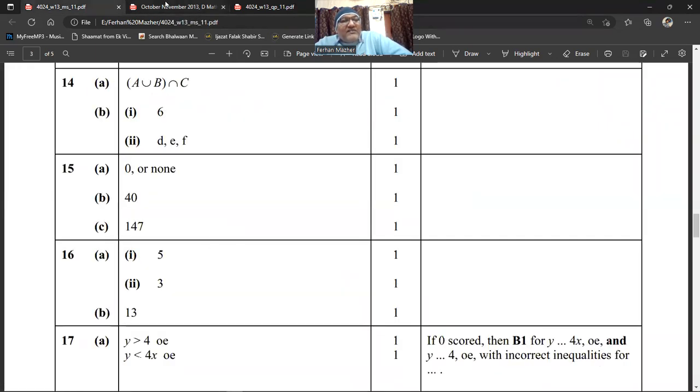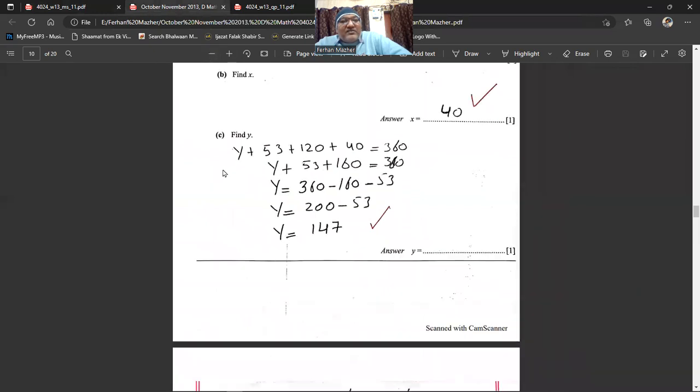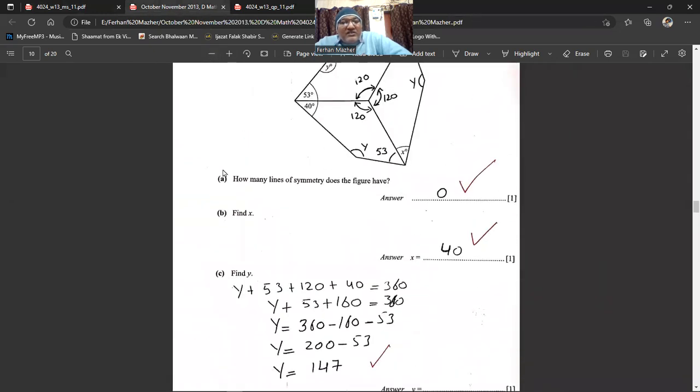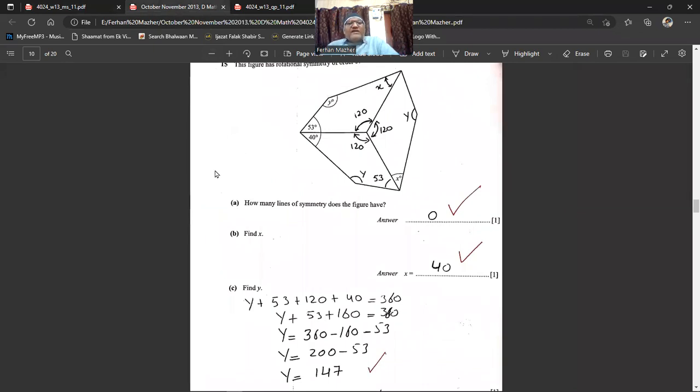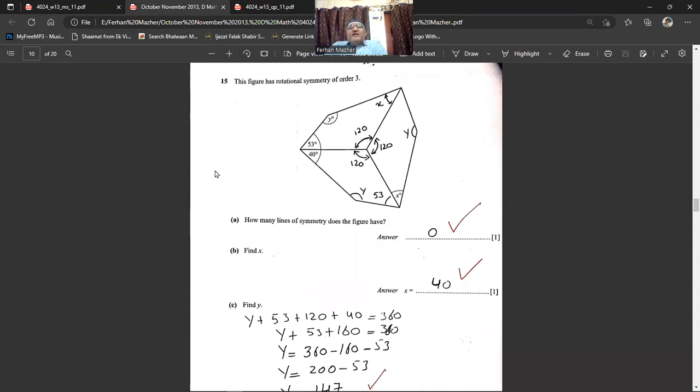40 and 147, our answers are right. Let me reduce the size so you can see the whole thing together. And now you can see question number 15. The whole thing is showing up on your screen, and I hope you understand.